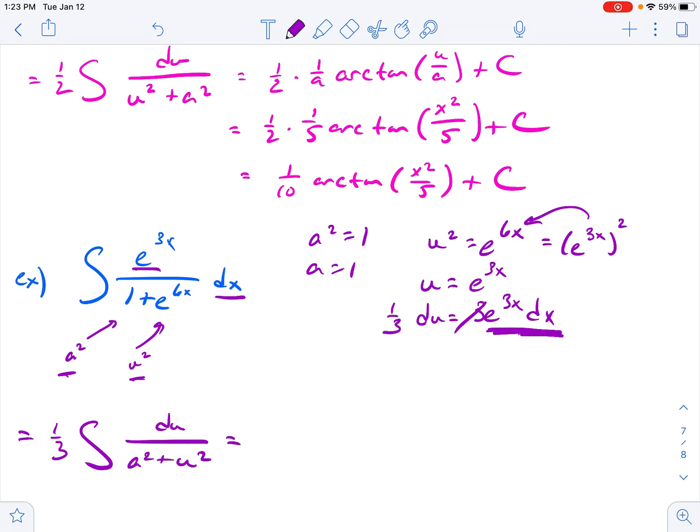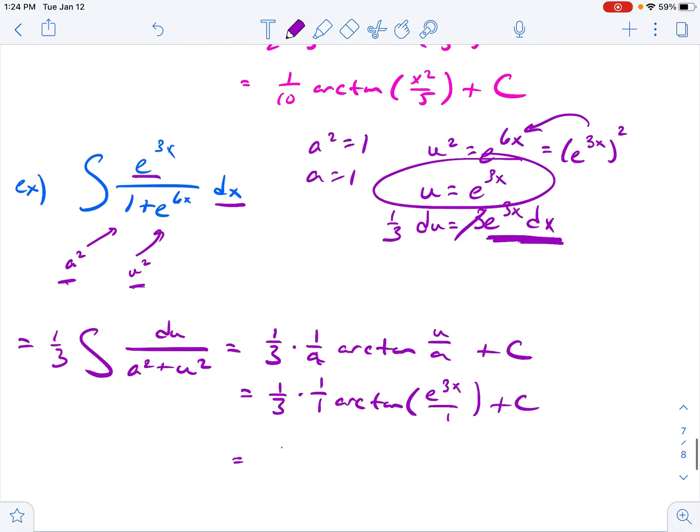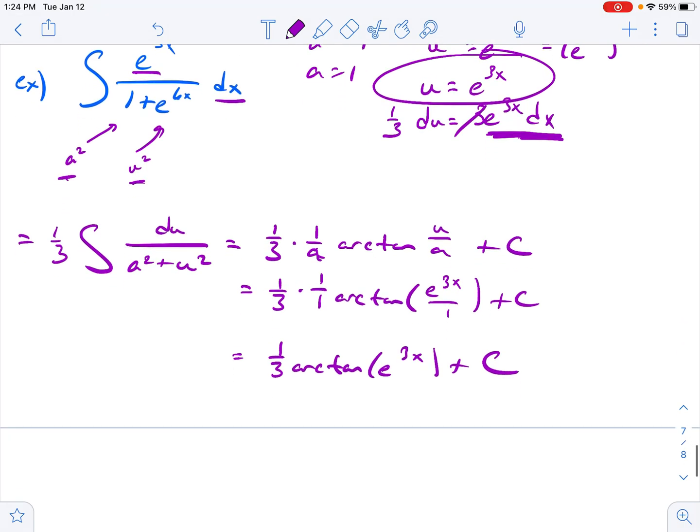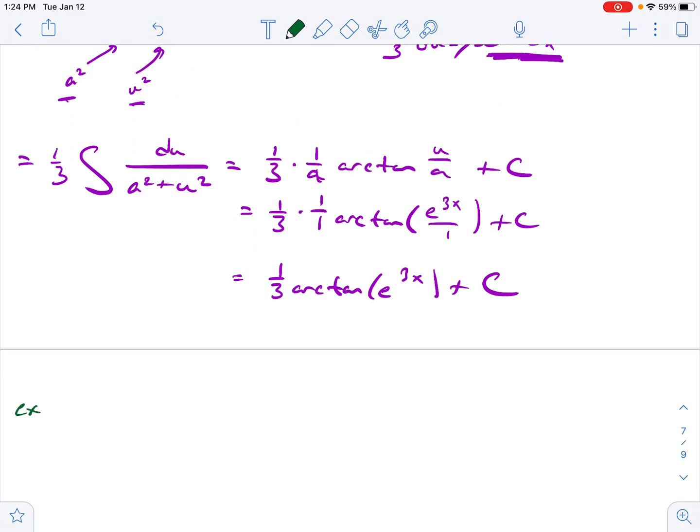So once again, we have our inverse tan form of an integral. We'll keep the coefficient. We'll get 1 over a arc tan of u over a, plus c. 1/3, a was 1, and u was e to the 3x. So end of the day, 1/3 arc tan of e to the 3x plus c. And again, take the derivative if you'd like, and you will get back what was in the original integral.